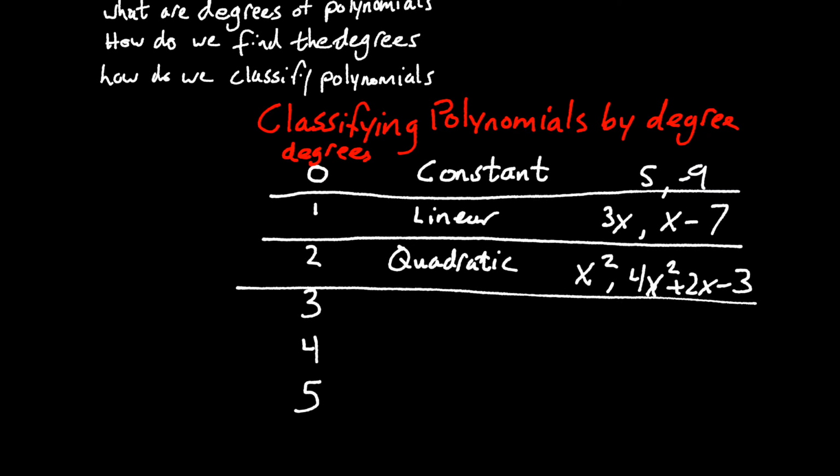Alright, and as we get bigger, a degree 3 would be cubic. Just like how the volume of something is measured in cubic units, because you multiply 3 dimensions together. Same thing with cubic degrees. You have x to the 3rd power. So something like 2x cubed minus 3x squared plus x minus 1.